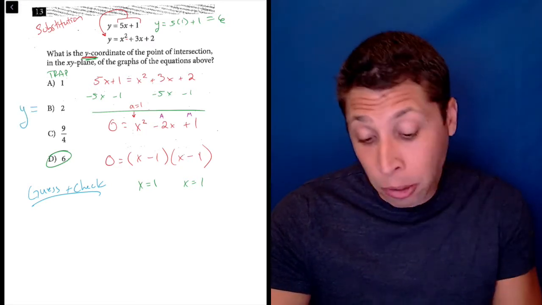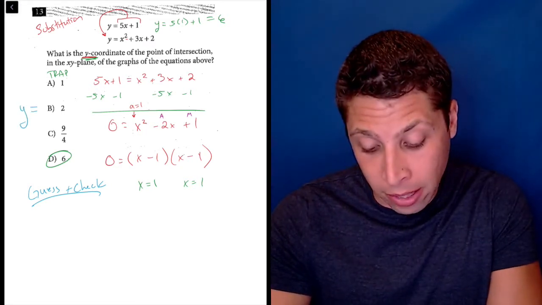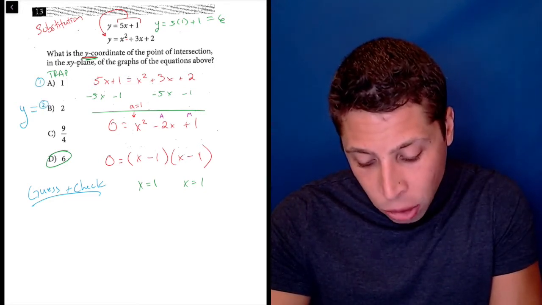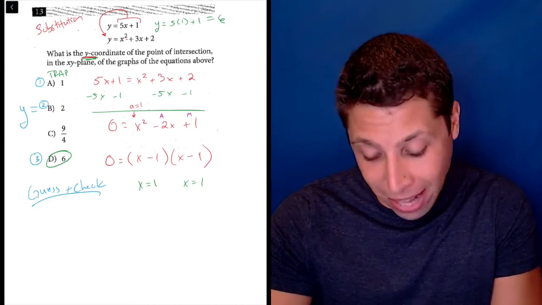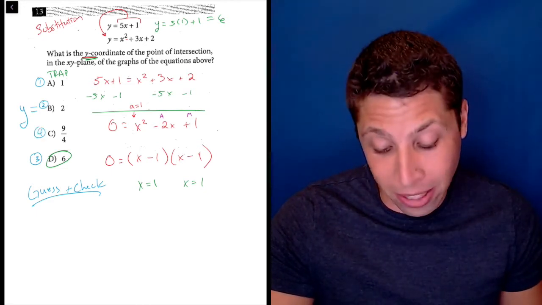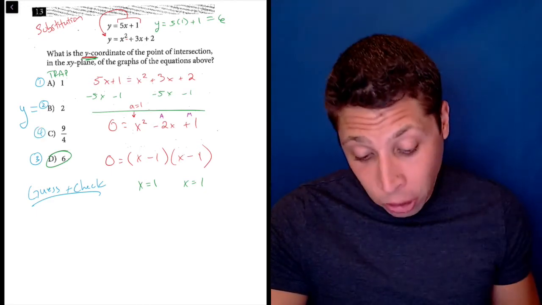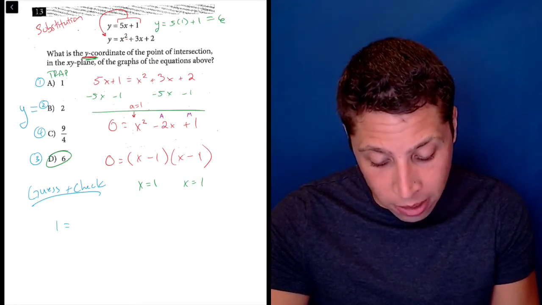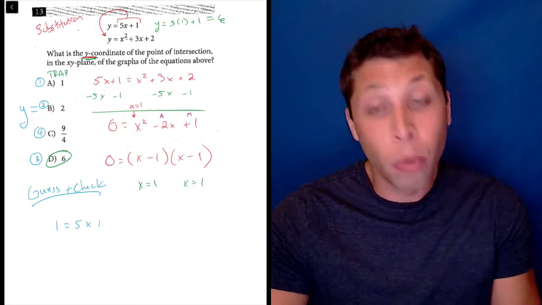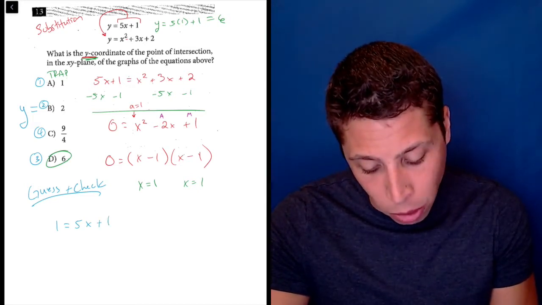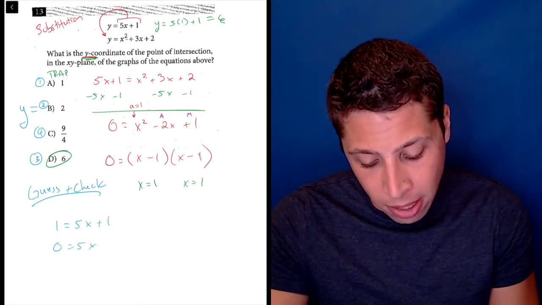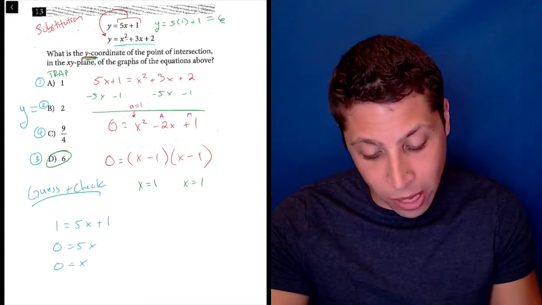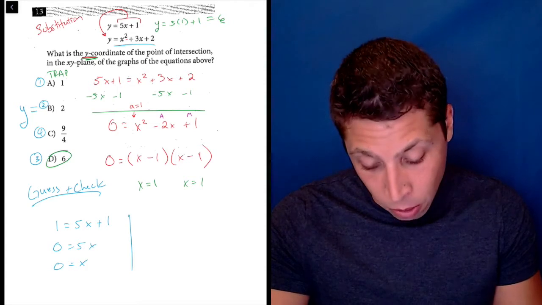I would start in a lazy order. I would do choice A first, then choice B, then choice D, and if that doesn't work, I would just pick choice C because I don't want to deal with the fraction. If I wanted to try choice A, just to show you, I would say that y is 1, so 1 is equal to 5x plus 1. We've got to solve for the x, so you'd subtract 1 over. 0 is equal to 5x, so 0 is equal to x. Then I would take that and plug it in the second equation, and 1 is my y.